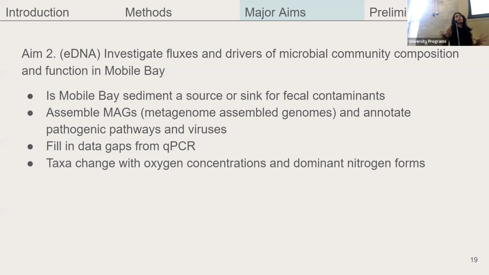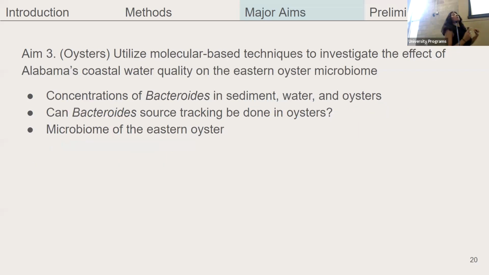And using these eDNA sequences from a microbial source tracking perspective, I want to fill in data gaps from the qPCR analyses. So because I was so specific with the qPCR and I picked out my 5 species that I want to look at, the eDNA will hopefully pick up other things that I can use to fill in those gaps. And I also want to look at taxa change with oxygen concentration and nutrient concentration, the dominant nitrogen forms. My third chapter is my oyster chapter. So I will be utilizing only molecular-based techniques to look at the oyster microbiome.